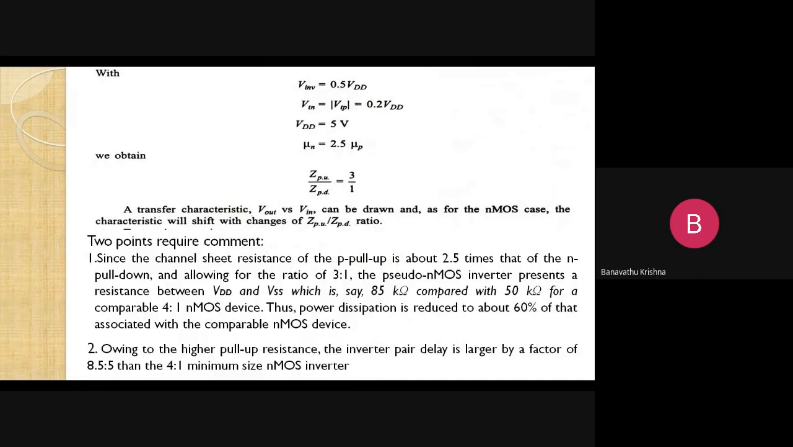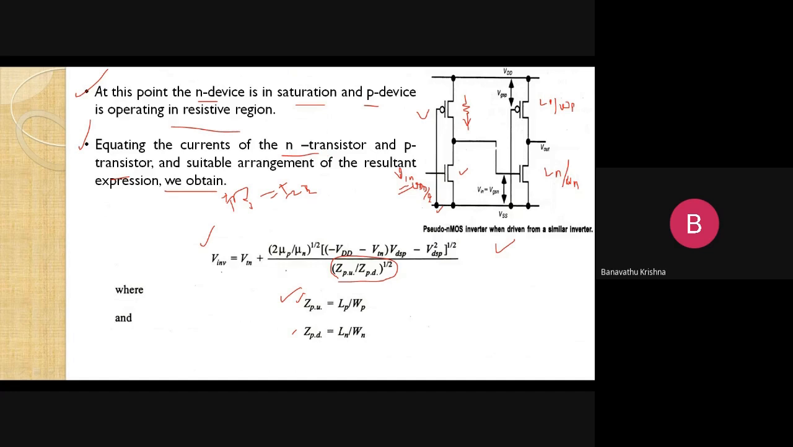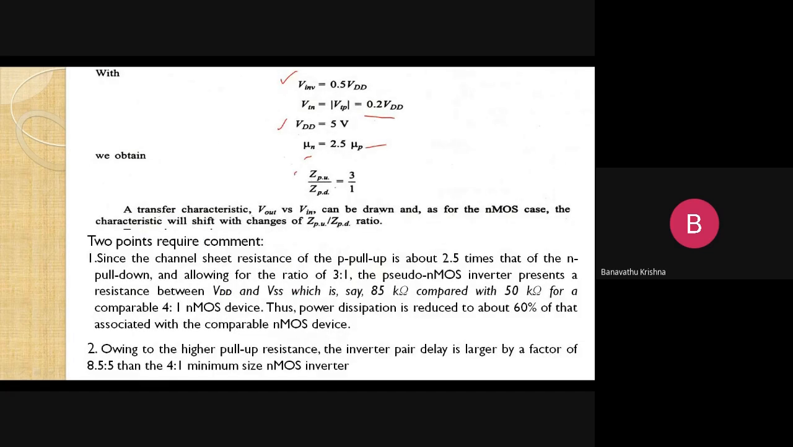So I want to assume some values here, that is V inverse equal to 0.5 VDD and VTP equal to 0.2 VDD and VDD equal to 5 volts, and mu n is nothing but the mobility of the electrons, which is 2.5 times the mobility of holes, because you know that the mobility of the charge carriers is 2.5 times greater than the mobility of the holes. Okay, so assuming these values and replacing them in this equation, we get the value Z pull up by Z pull down equal to 3 by 1, right?